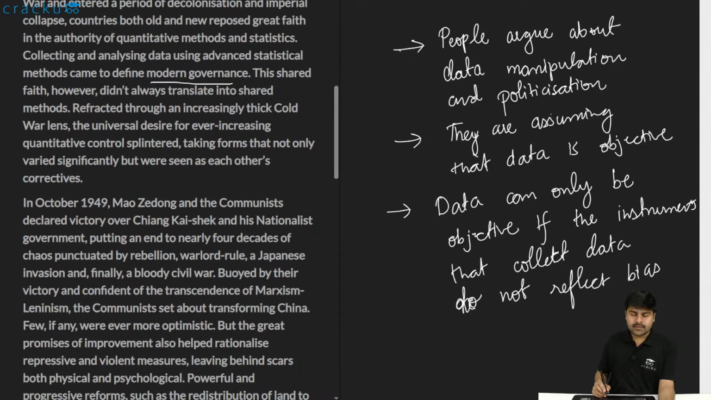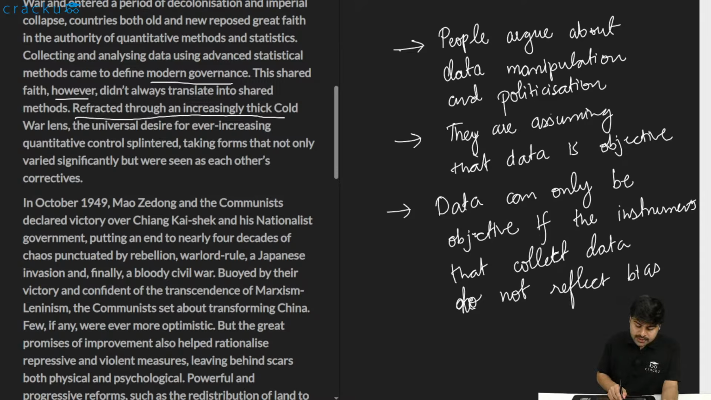This shared faith, what shared faith? The shared faith in data, the shared faith that data can help people design new systems, that data can help people design or govern people, right? Govern everything. So this shared belief in the objectivity of data, however, didn't always translate into shared methods, right? It doesn't really mean that the methods people were using to collect and analyze data were the same. Those methods could have been very different from each other.